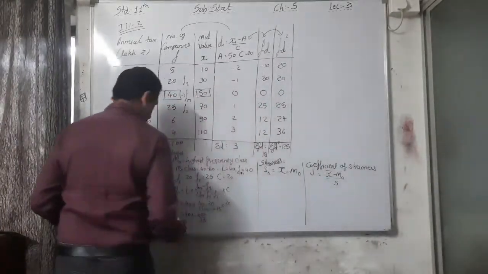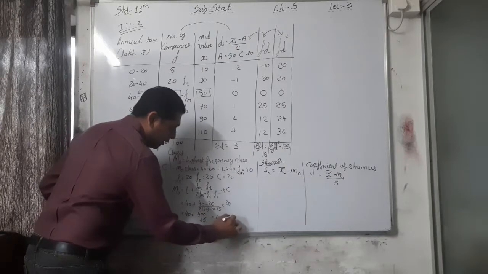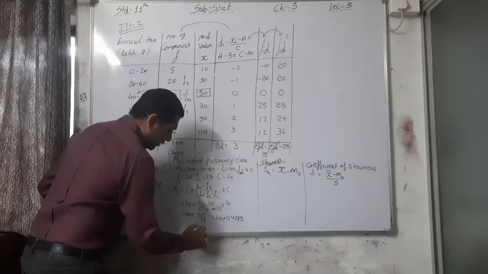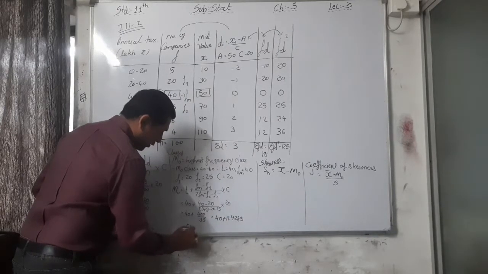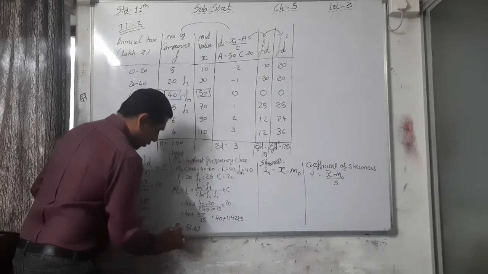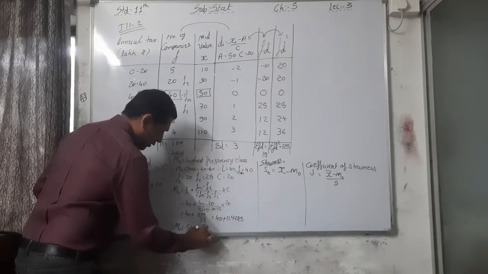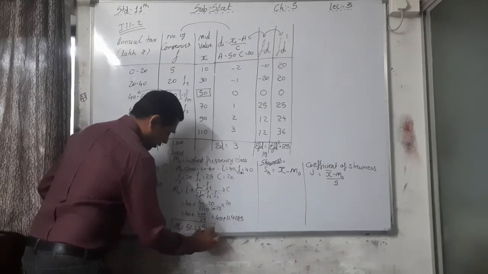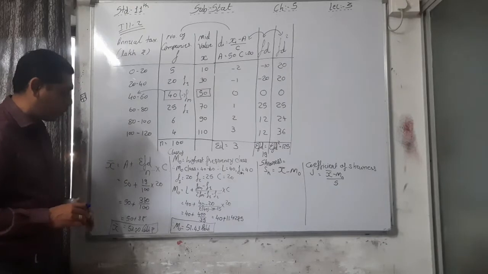11.4285. So it is equal to 40 plus 11.4285. So the final answer is equal to 51.43. Mode is equal to 51.43 lakh rupees.